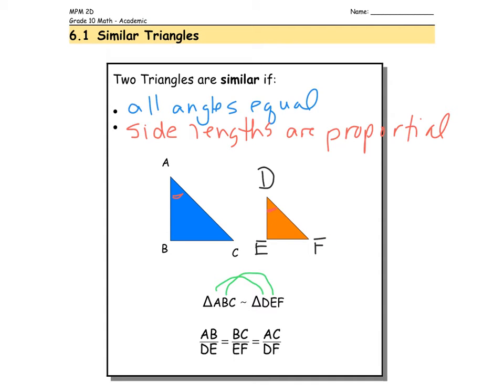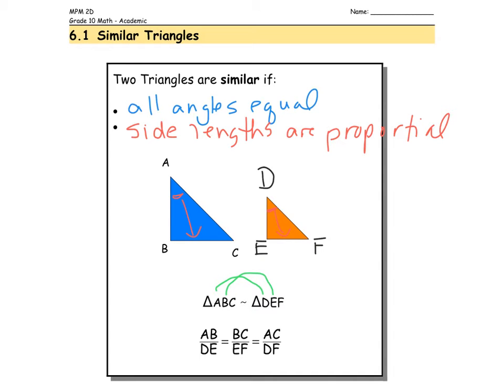But the diagrams aren't always so nicely and conveniently positioned, so we need a different strategy for when it's not so obvious. We find the angles that are identical. We've done that: A and D are the ones that are equal in size and measurement. Then we locate the side opposite those equal angles. So I go opposite, and that is what tells me that BC is proportional to EF.